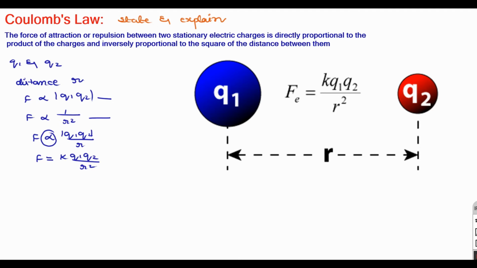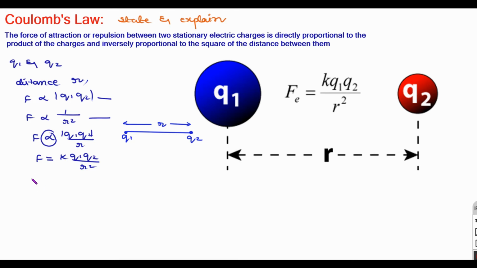For that, what we have to do is, first we have to write the statement. You can draw a simple diagram like this: Q1, Q2, and the separation between them is r. You can draw only this diagram and you can write the considerations. Consider two charges q1 and q2 separated by a distance r, then the force of repulsion or attraction is directly proportional to q1 q2, inversely proportional to r square. Then combining these two you will get this.